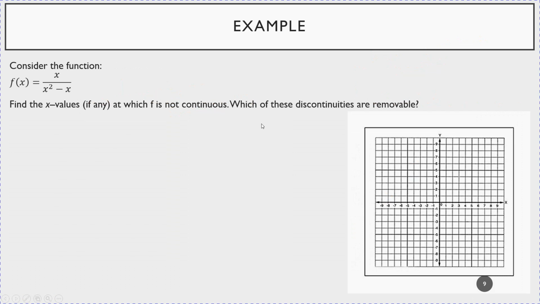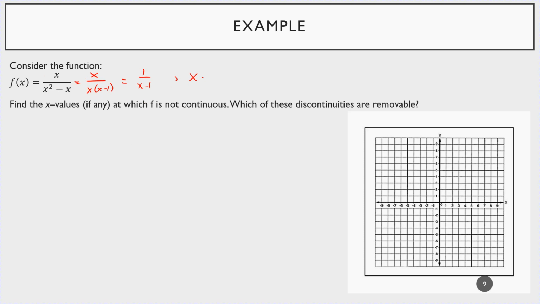All right, so let's look at this one. Consider this function: f of x is equal to x divided by x squared minus x. Let's find the values, if any, at which f is not continuous, and which of these discontinuities are removable. When you look at this, you can see it's going to factor in the denominator like this. You could cancel out the x's, and it literally looks like f of x is equal to 1 over x minus 1, but you still have to respect the original domain.